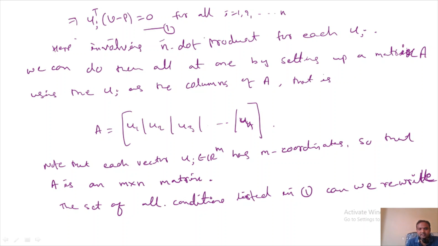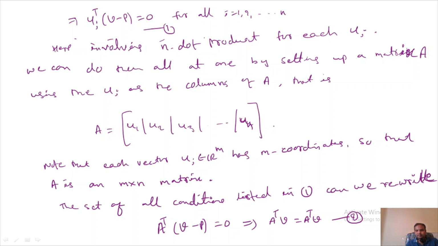Can we rewrite the set of all conditions? How many are there? These are n conditions. That means we write this in matrix form: A transpose (V minus P) equal to 0. The same as you can write, multiply this out: A transpose V equal to A transpose P. Take this as equation 2.